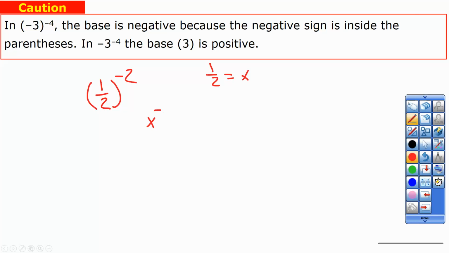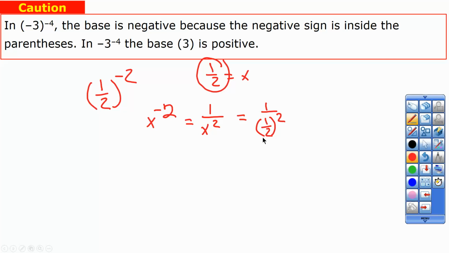We'll say x to the negative 2 power. What is that going to be? If you just continue the process that we did yesterday, it'll be 1 over x squared. But what is x? According to this, it's 1/2. So we'll plug that back in right here. 1 over (1/2) squared. Anytime you substitute something in, it's in parentheses.